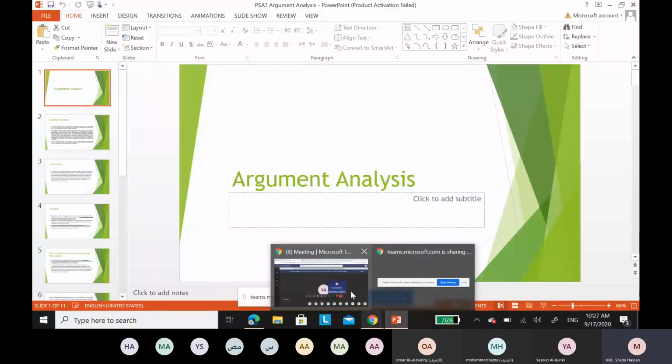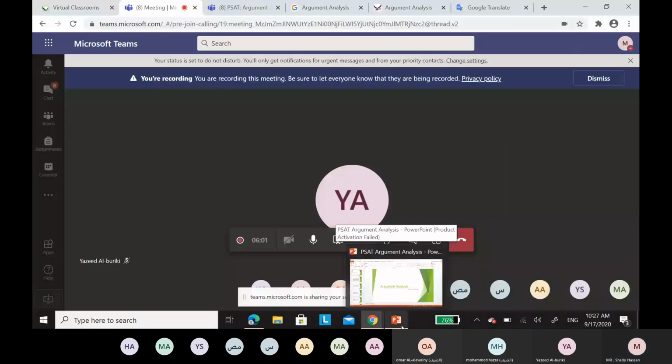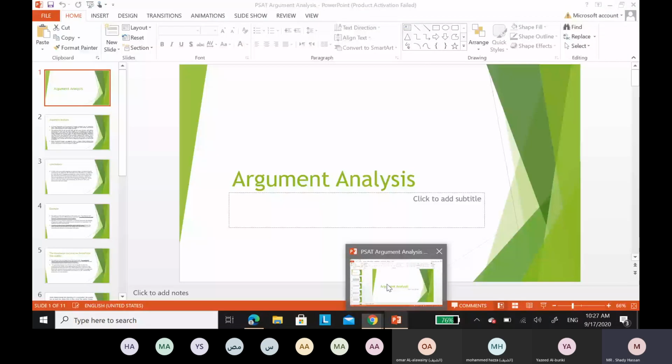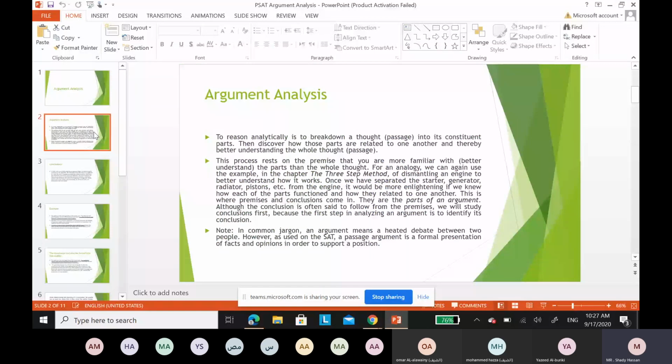Today in our PSAT period, we're going to discuss argument analysis. It's so important because it's a target for a lot of questions in the critical thinking reading passages. So we have to know and analyze the arguments in order to know what questions we're going to have in this part of the SAT exam.